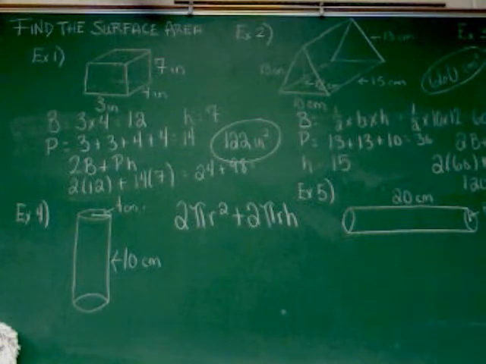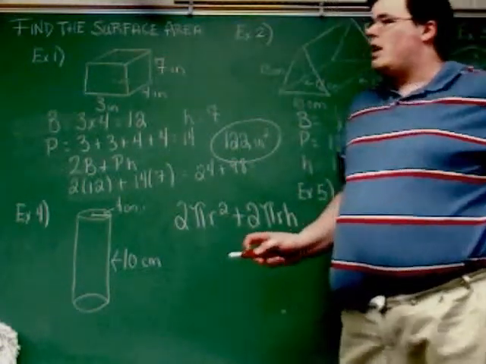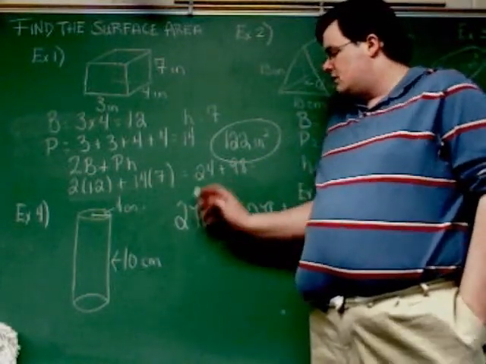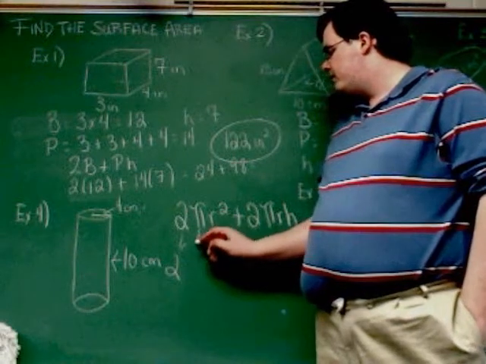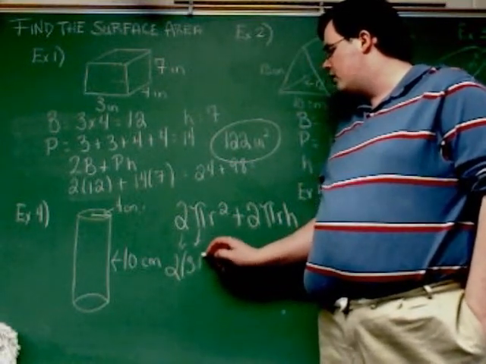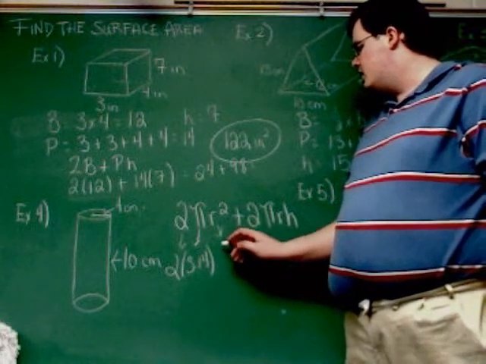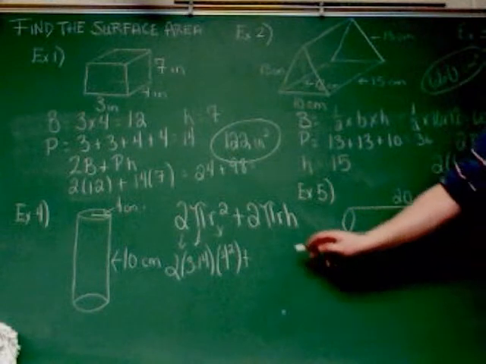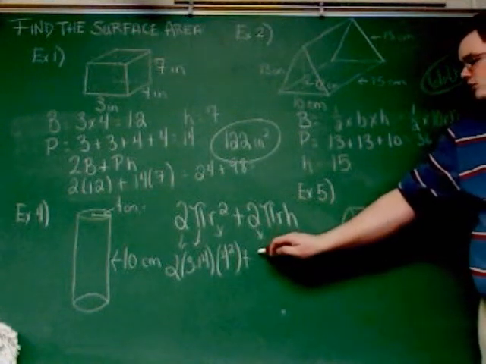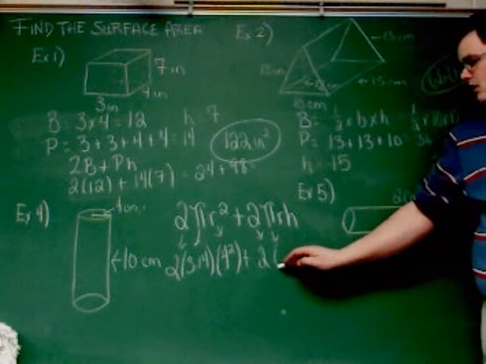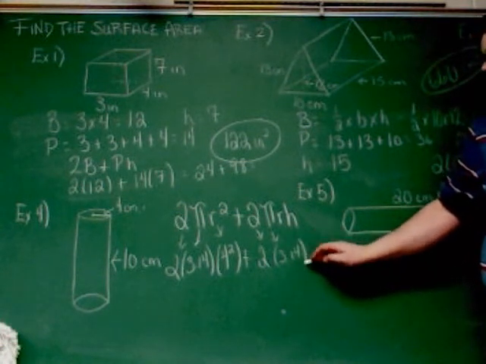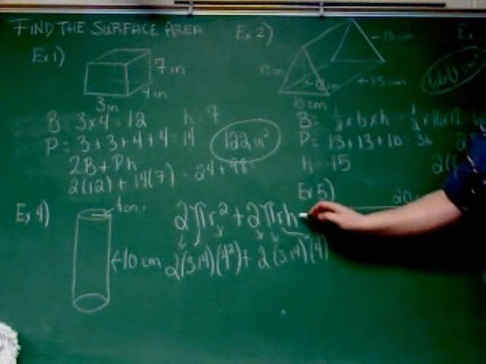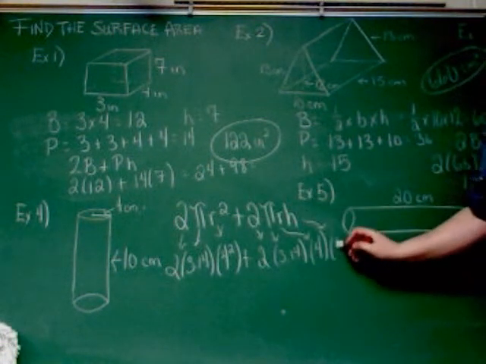Okay, so if we take a look at the cylinder in example 4, the radius is, of course, the 4 centimeter number. The height is going to be the 10 centimeter number. That's all we need. So it starts with 2. Pi is 3.14. R squared, that's going to be 4 squared. Okay. Second part after the addition sign, 2 is 2. Pi is 3.14. Radius is 4. And h is 10.